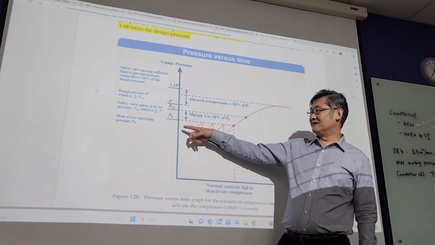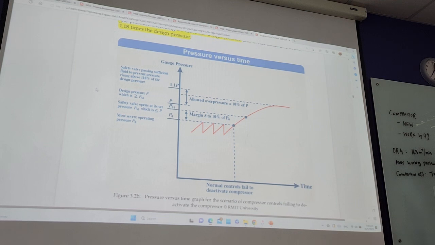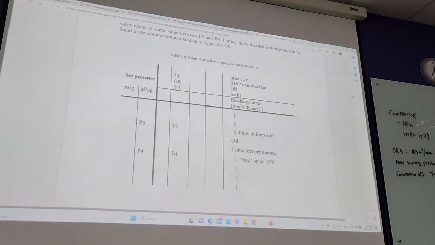Alright, so this is 790. First is your compressor failed to work, failed to stop. That's why it keeps pumping pressure. We have to release the pressure out to keep the air receiver safe.